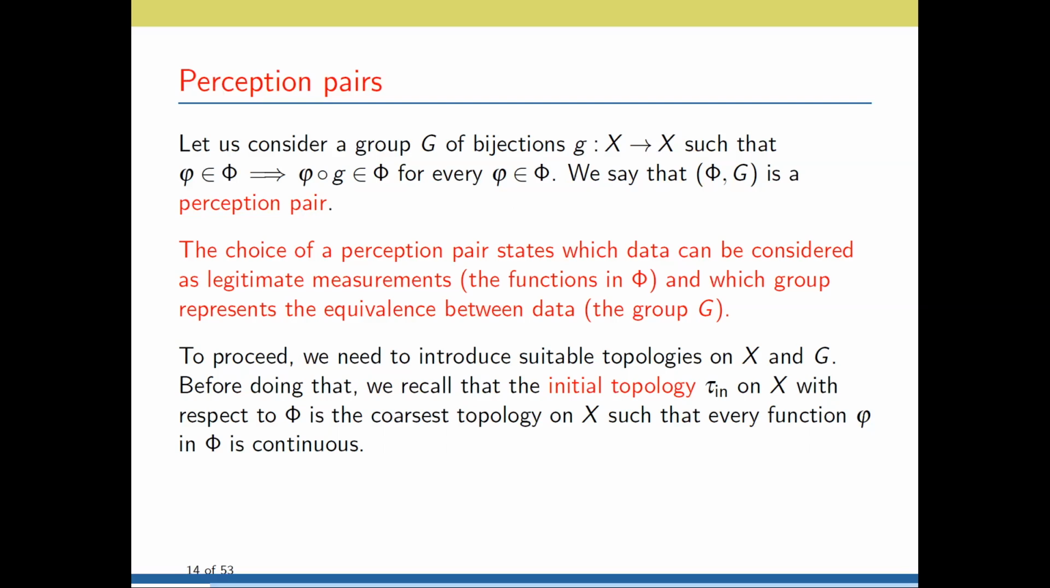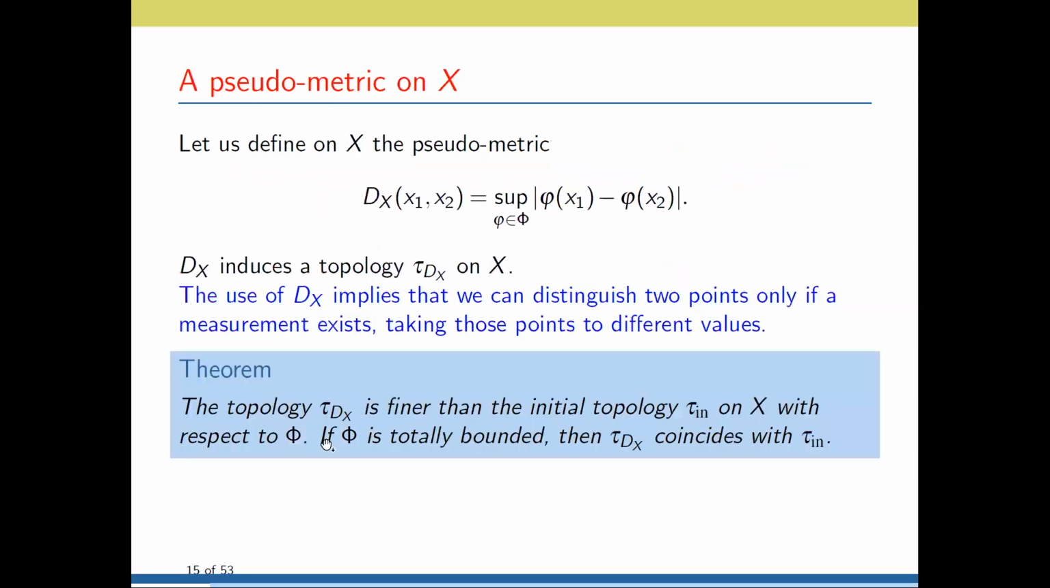To proceed, we need to introduce suitable topologies on X and G. At the beginning, X has no topology and G has no topology. Before doing that, we recall that the initial topology on a set with respect to the set of functions Phi is the coarsest topology on X such that every function phi in capital Phi is continuous. This is the initial topology.